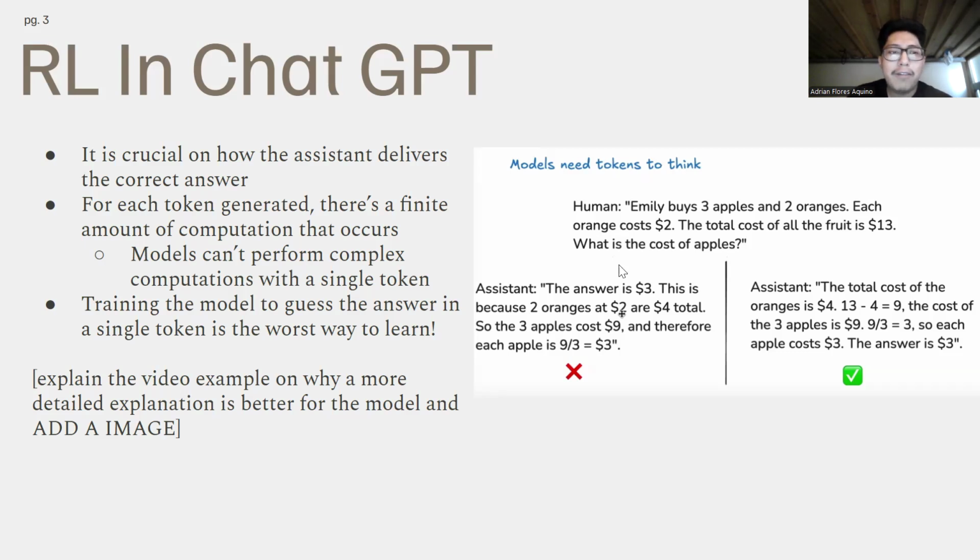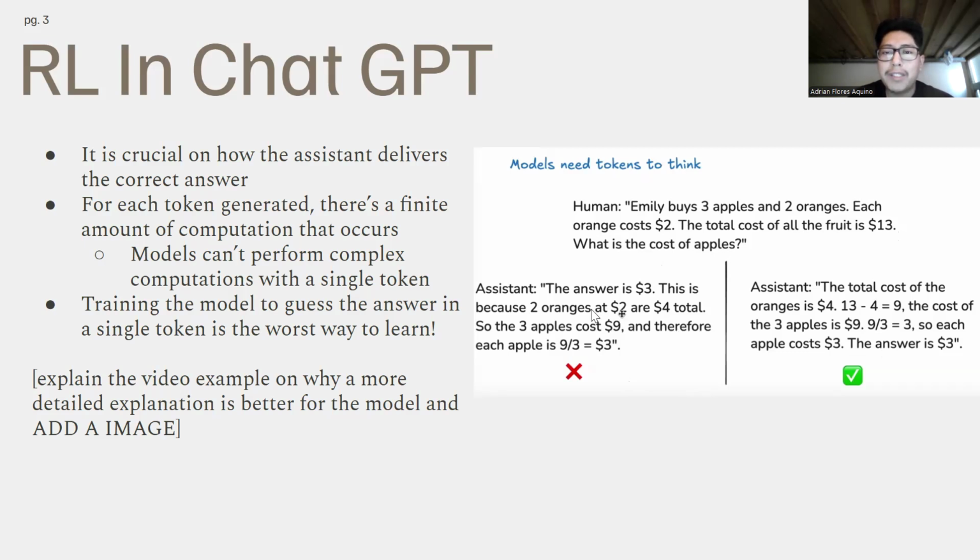So think of it with this example. The human is asking about the total cost of the apples. Emily buys three apples and two oranges. Each orange costs $2. The total cost of all the fruits is $13. What is the cost of the apples? As you can see, the left part is the incorrect version, and the right part is the version that we want ChatGPT to respond with.